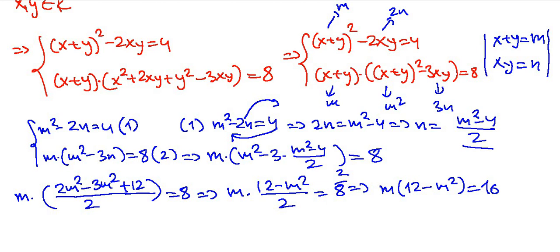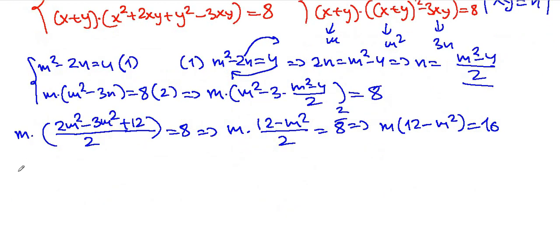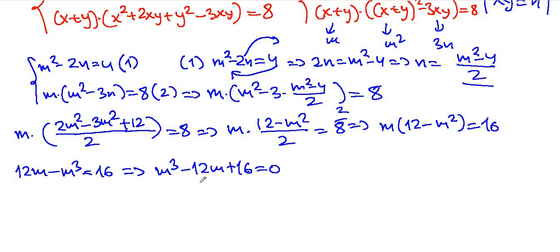Now let me expand the left hand side of the last equation. So 12m minus m cubed is equal to 16. Therefore if I move all terms to the right hand side, then I will get m cubed minus 12m plus 16 is equal to 0. As you can see, here we have a cubic equation. As we know, there are no simple specific formulas to find the roots of a cubic equation, so we have to try to factor it.